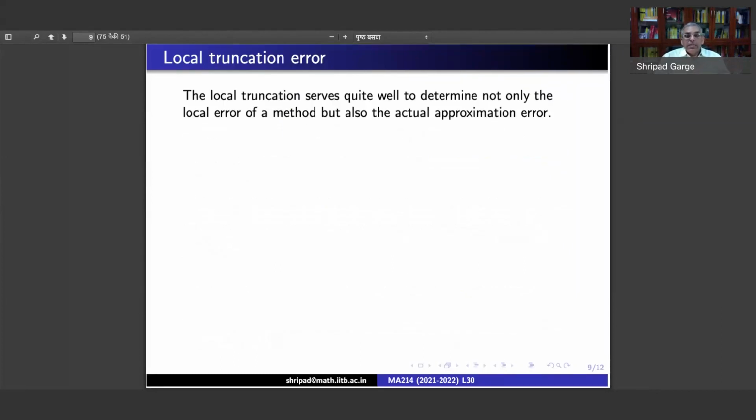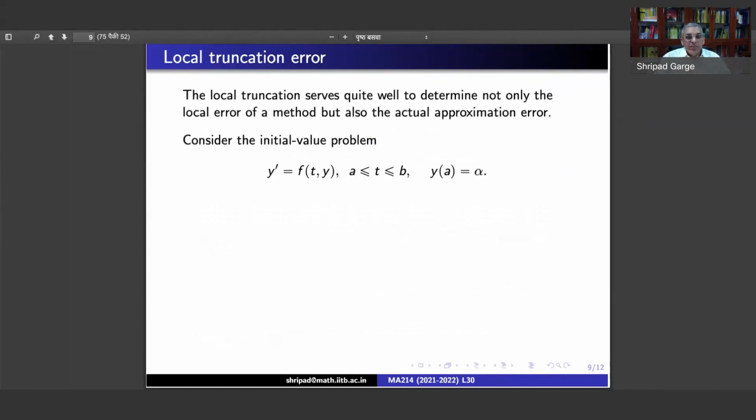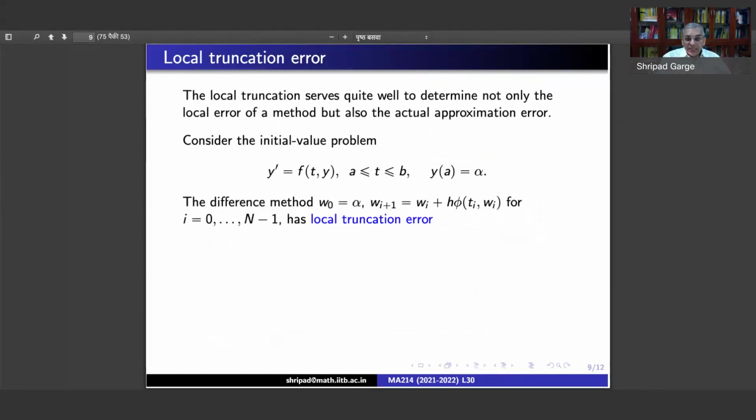And what it does is that it will serve well to determine the local error as well as the actual approximation error. So, okay, I think enough of words. Let's go and see how this local truncation error is defined. So we have this initial value problem, and the difference method is given this way.